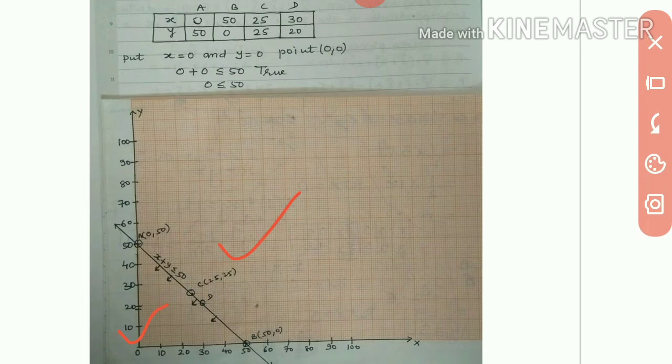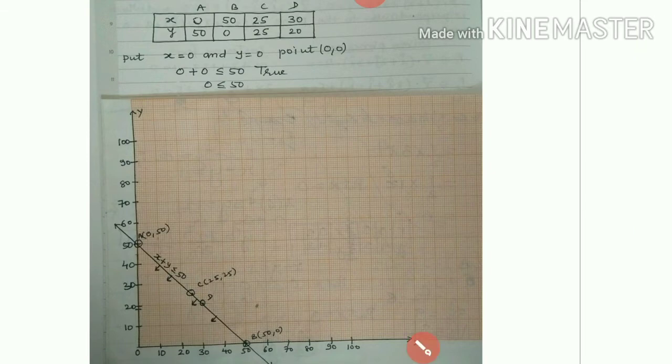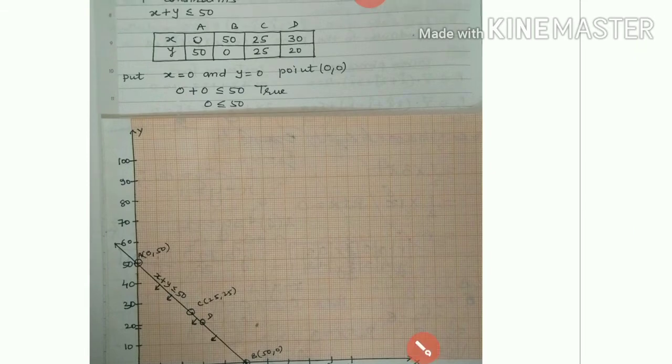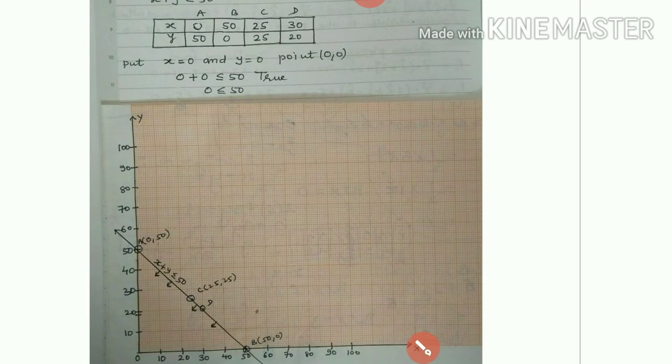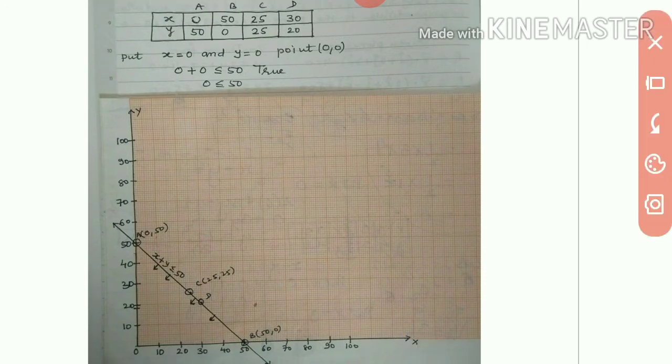First of all, you will take the point 0, 0 and put it in the inequality. Our inequality is x plus y less than or equal to 50, and here you put x equal to 0 and y equal to 0, which means you check the point 0, 0. You get 0 plus 0 less than or equal to 50, means 0 less than or equal to 50. You have to check whether this statement is true or not. This statement is true. True means you will take that region of the line.